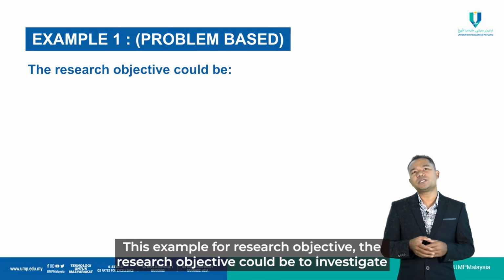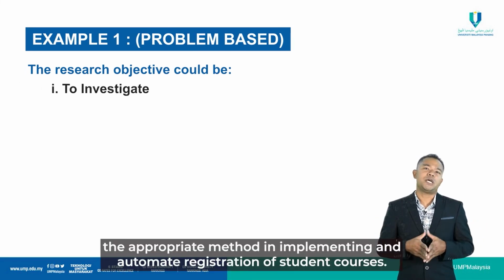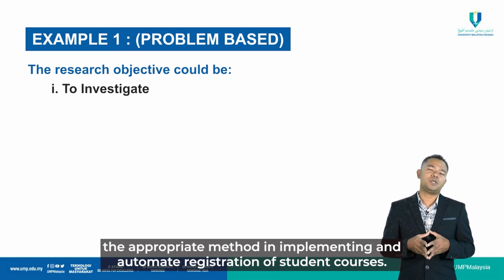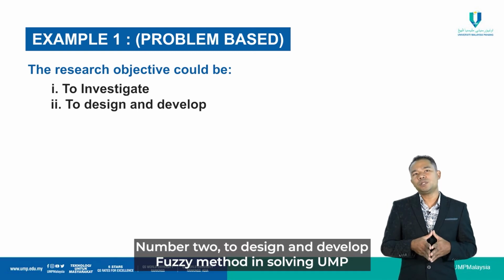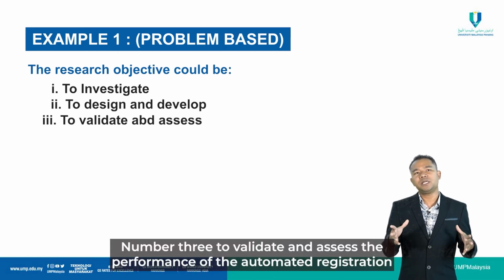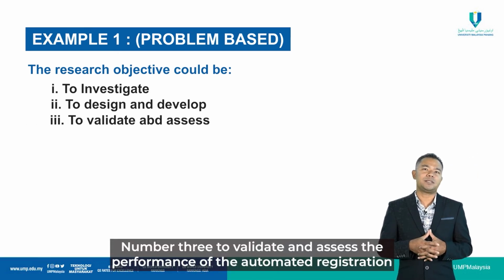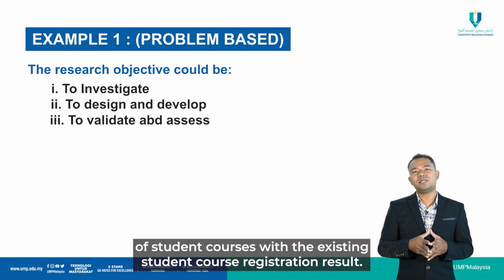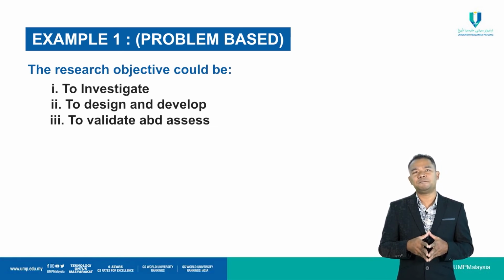This is an example of research objectives. Number 1, the research objective could be to investigate the appropriate method in implementing an automated registration of student courses. Number 2, to design and develop a fuzzy method in solving UMP student course registration. Number 3, to validate and assess the performance of the automated registration of student courses with the existing student course registration result.